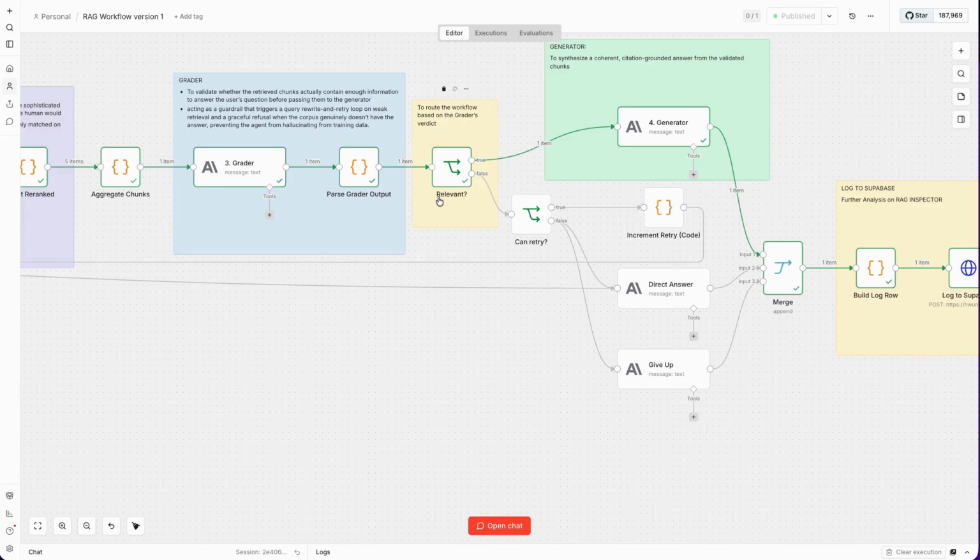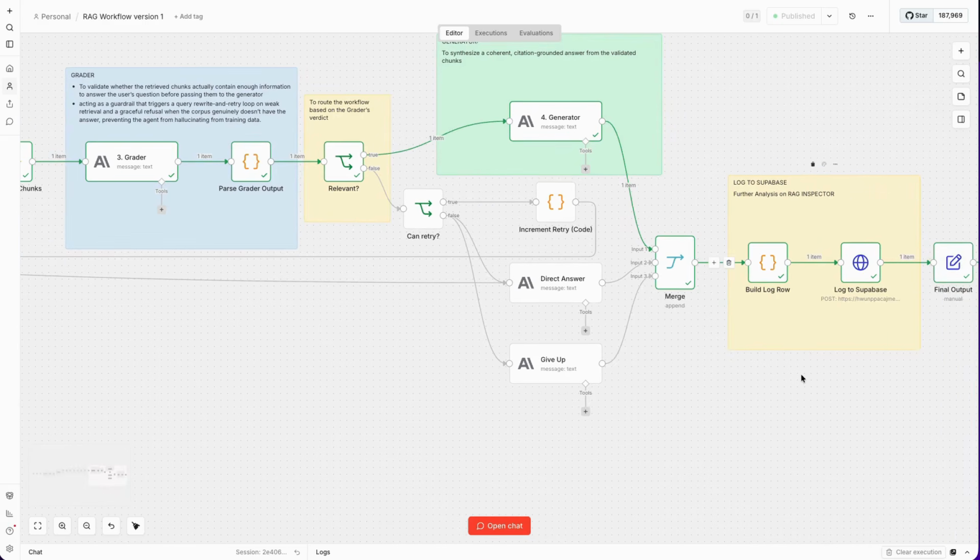And then this relevance block, based on the grader's verdict, determines whether it's relevant or not to actually generate a synthesized response, which is what is generated. And then finally, you log all of that to Supabase so that you can do some insights on it using AI agents and things like that. So that's the whole idea.